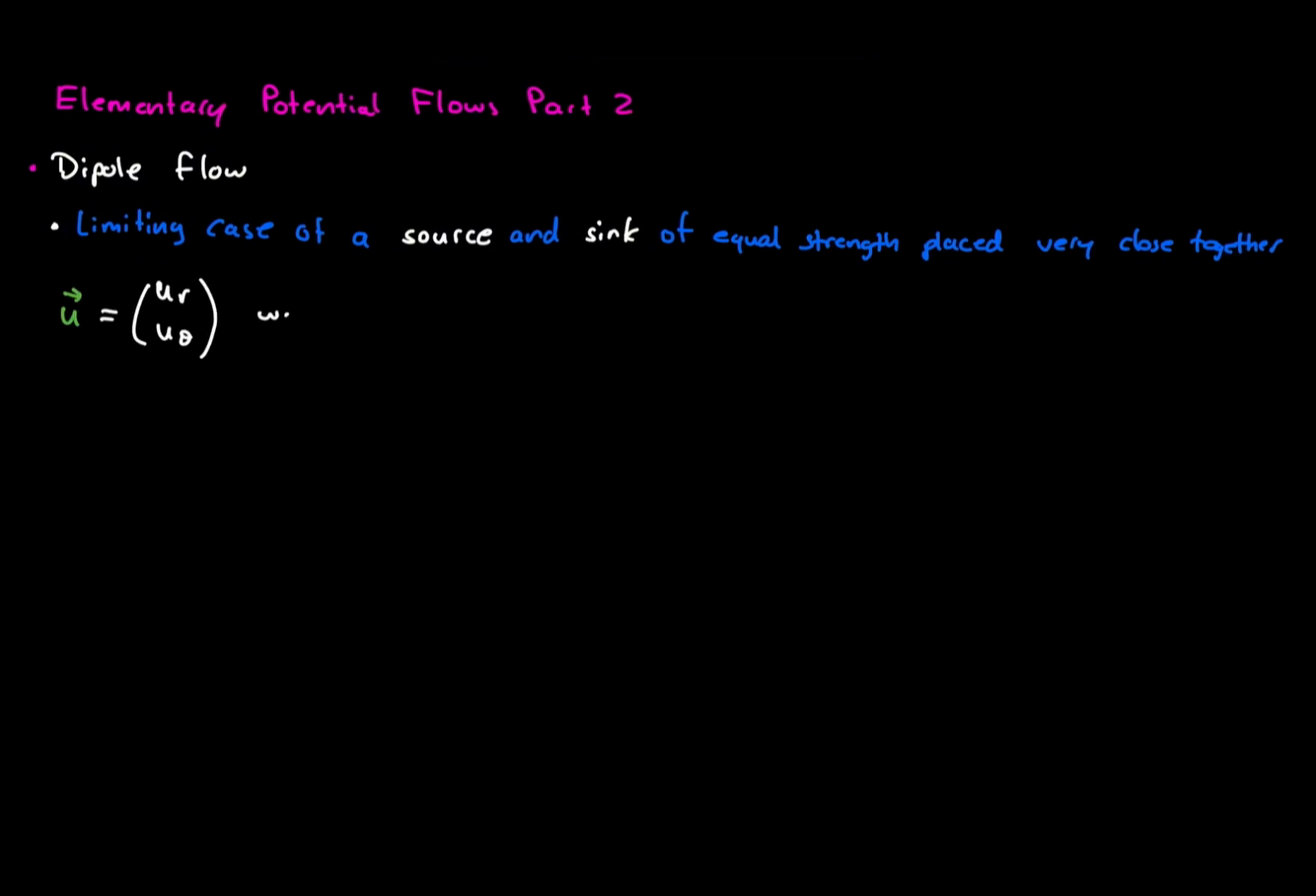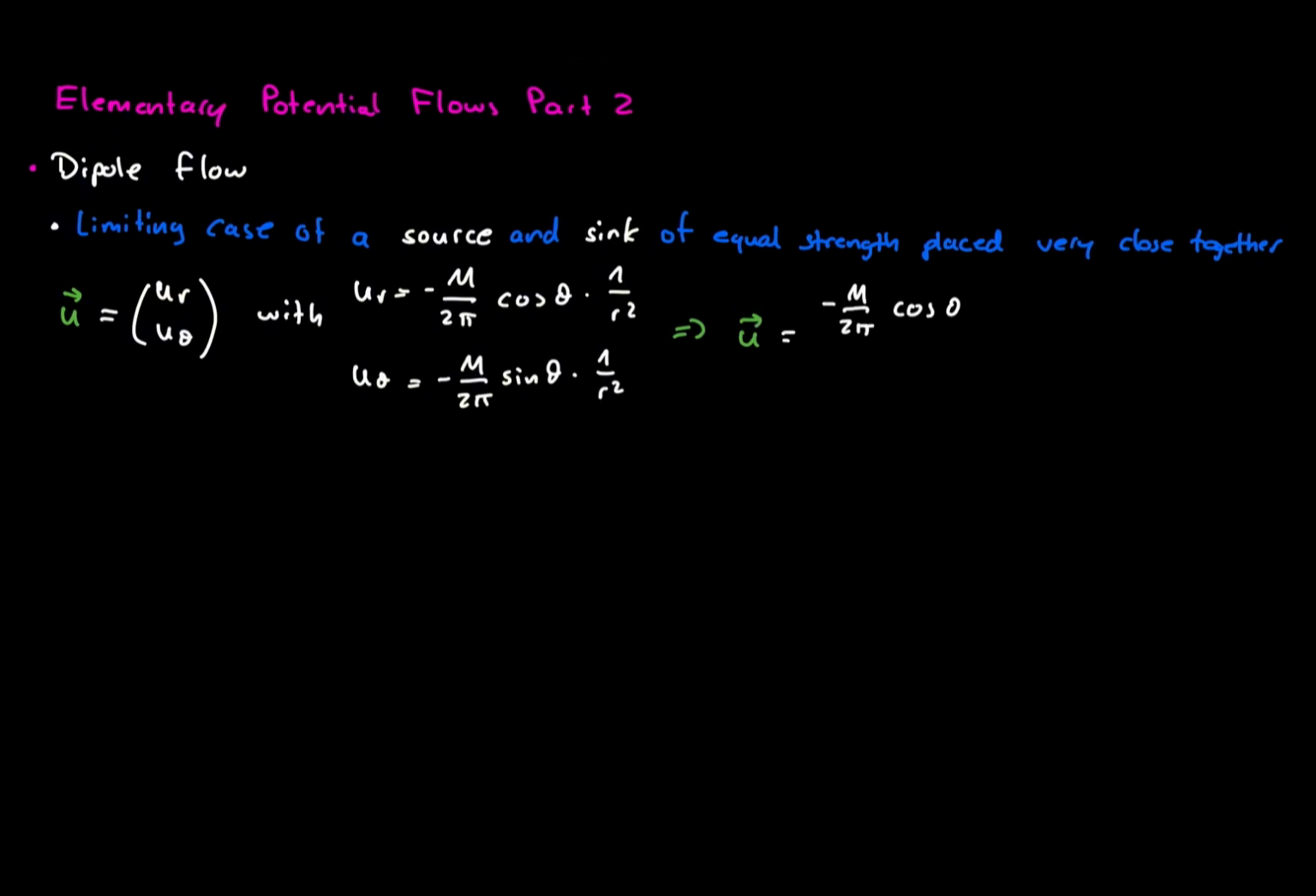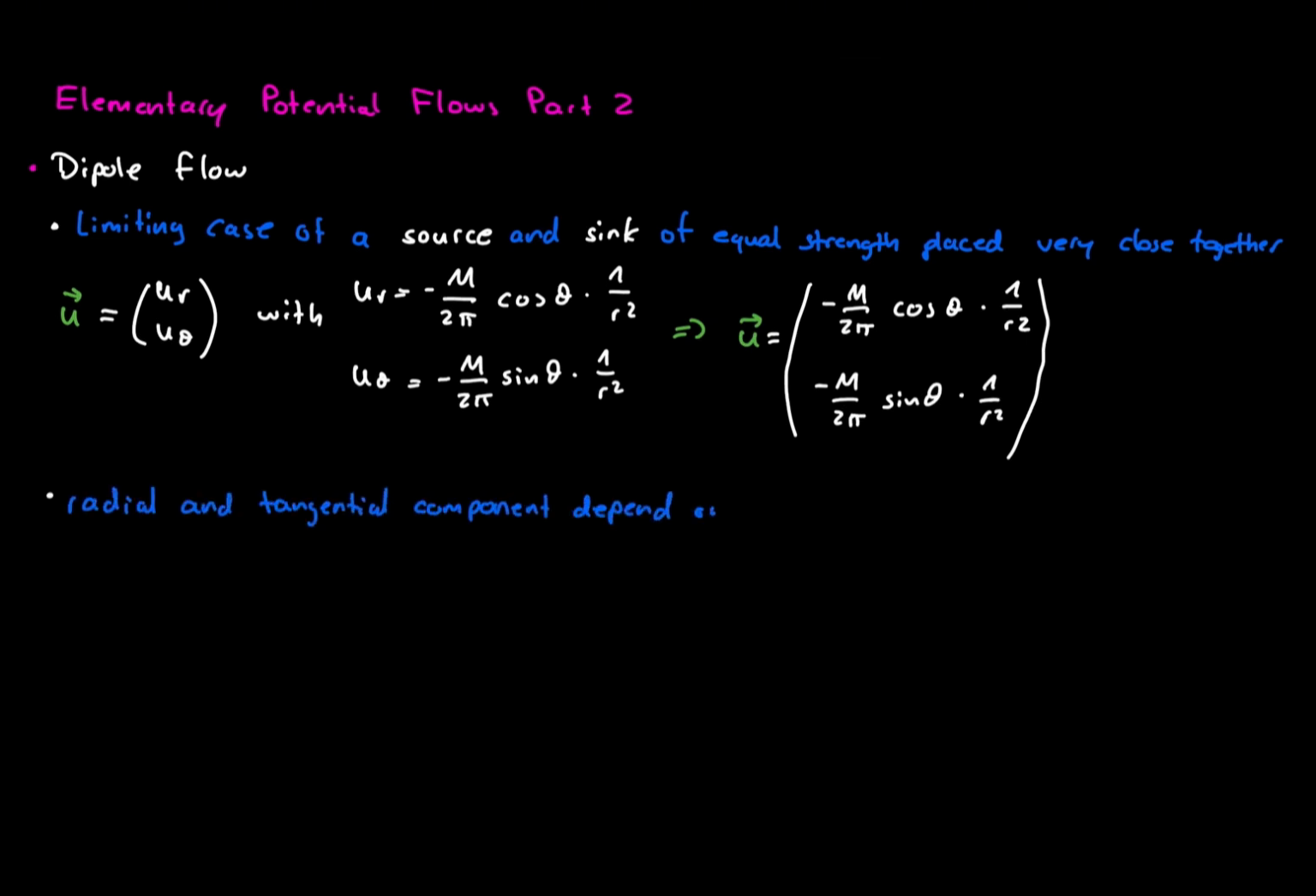In cylindrical coordinates, the radial velocity is minus m over 2 pi times cosine theta divided by r squared. The tangential velocity is minus m over 2 pi times sine theta divided by r squared. Both components decay with 1 over r squared. That means the dipole becomes very weak far away from the origin. So it is a very localized flow.